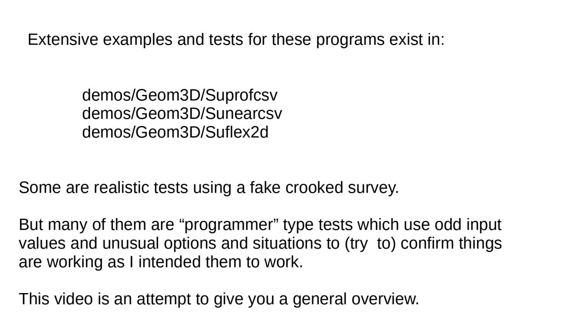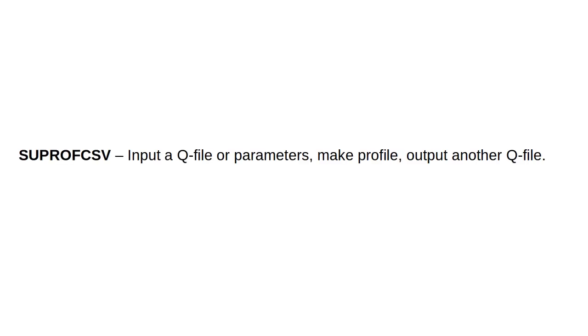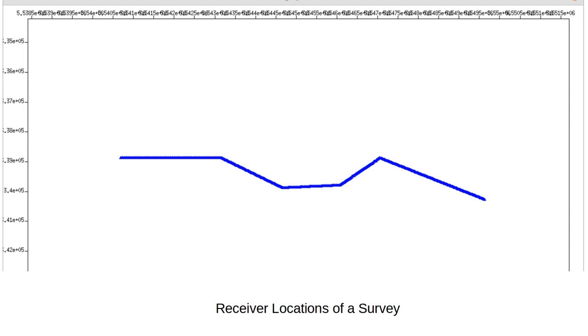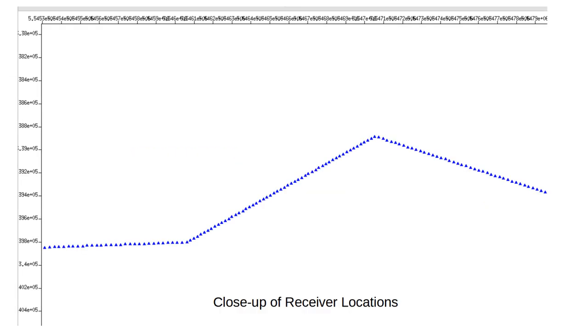Also included is using SuBin CSV to compute CDP numbers without a profile, just using shot and receiver station or point numbers. Now, the programs discussed here are not limited to 2D or crooked profile situations, but this video concentrates on that. This is a plot of the receiver locations of a survey that contains some bends. Close-up of the same survey. Note again that this is a plot of receivers only.